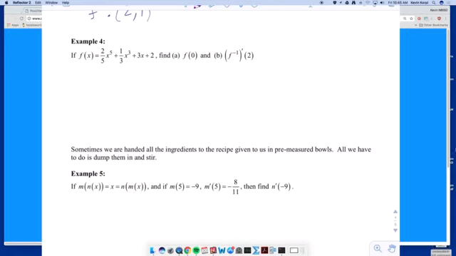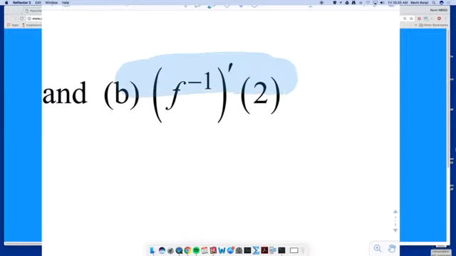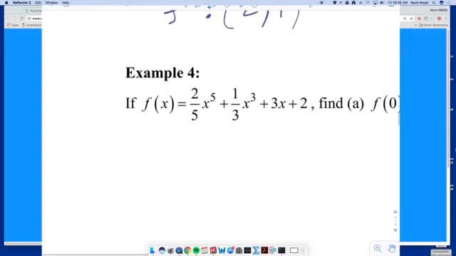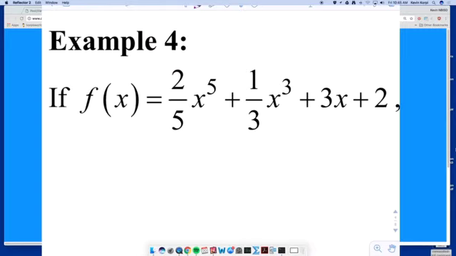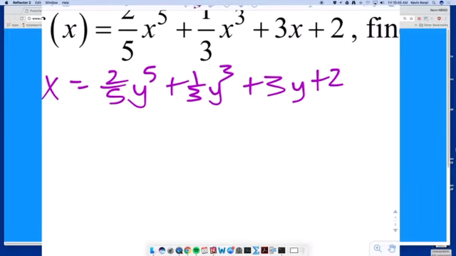Okay, example 4. We are going to be finding, if you look at part B ultimately, the derivative of f inverse at 2. And the function we have here is f of x equals 2/5 x to the 5th plus 1/3 x cubed plus 3x plus 2. So the two ways that we could set about trying to find the derivative of the inverse is, number one, we could let f of x be x and let x become y, and then we can solve for y to get the inverse function, and then simply take the derivative and plug in a 2. But how's that going to work? Yeah, it's not going to work at all.